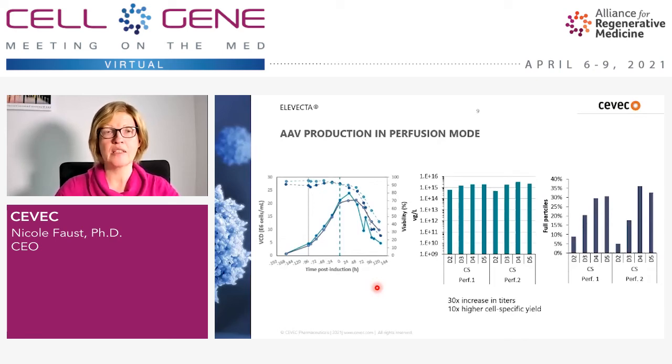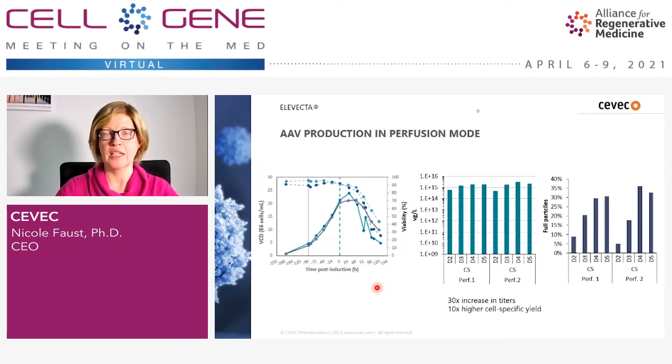And what you can see is that although we only increased the cell numbers by a factor of 4, we got a 30-fold increase in titers. So we saw up to 3 times 10^15 Vg per liter, which means we see about 10-fold higher cell-specific yield in this process. And we also get a very good full-to-empty ratio. When we look at the percent of full particles, we are between 30 and 40% full particles in this process.